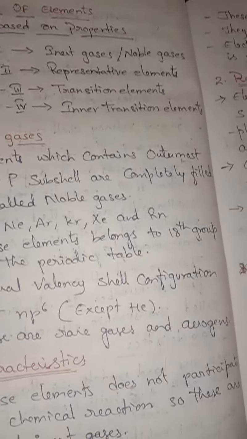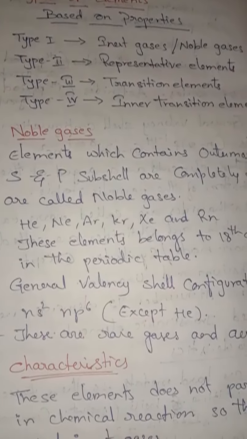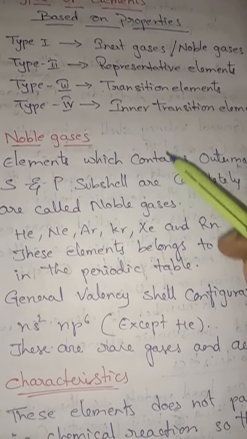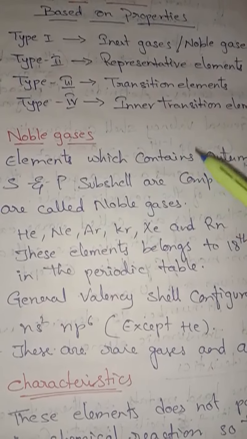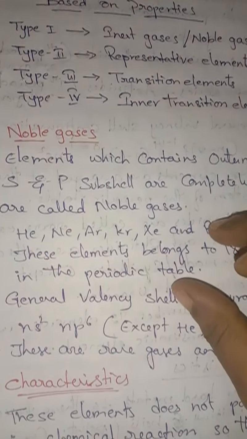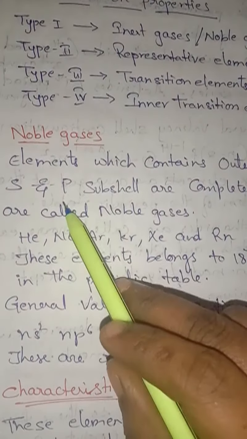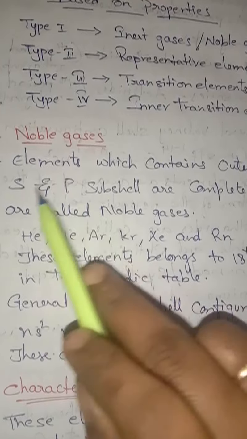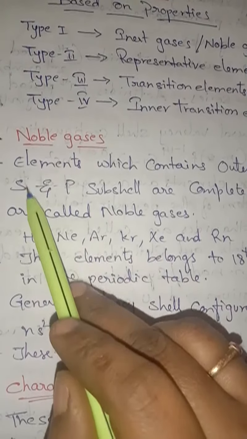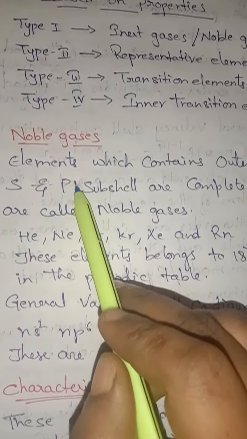The elements in which the outermost s and p subshells are completely filled are called noble gases. That means the outermost electronic configuration is ns2 np6. In the s subshell they will have 2 electrons, and in the p subshell they will have 6 electrons. That means they have a completely filled outermost electronic configuration. So here it will be 2, here it will be 6, and 2 plus 6 is 8, isn't it?